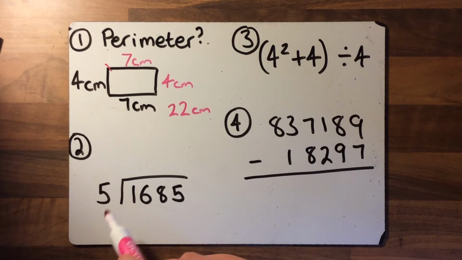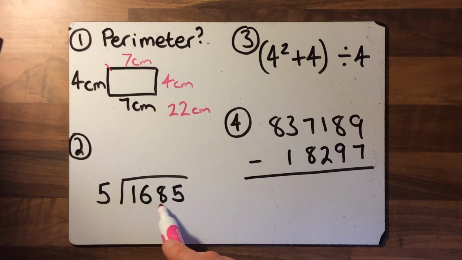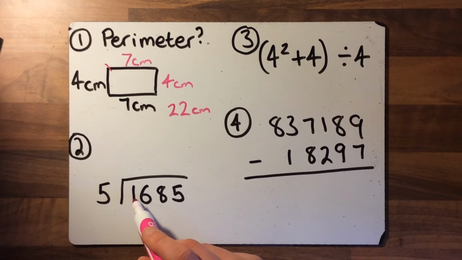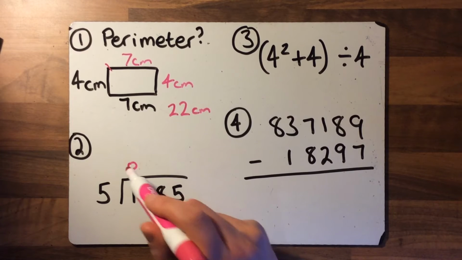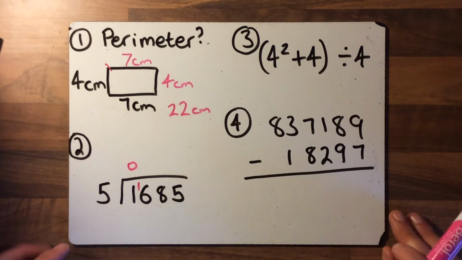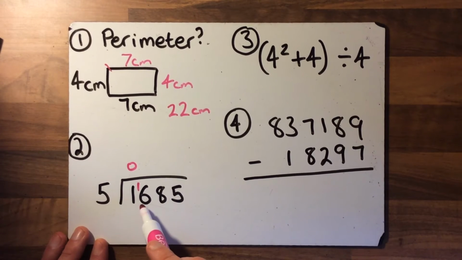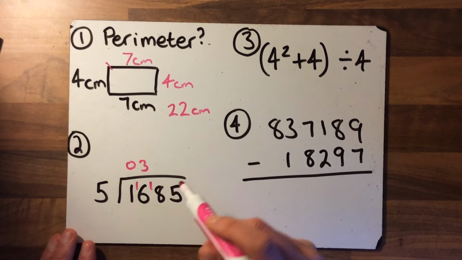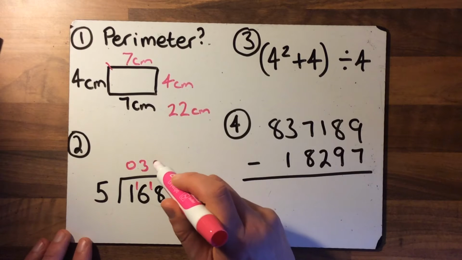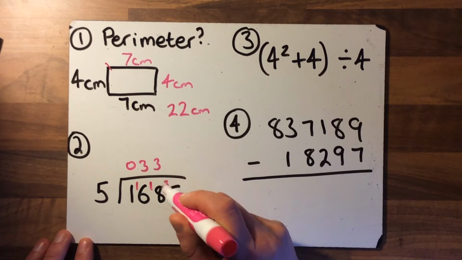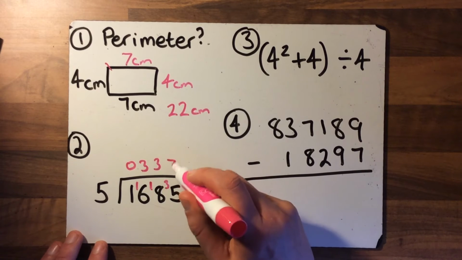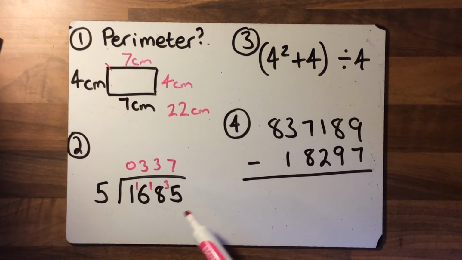Looking at number 2 now. 1685 divided by 5. So how many 5s go into 1? 0. We need to carry that 1 over. How many 5s then go into 16? It's 3 with 1 left. How many 5s go into 18? It's 3 with 3 left. How many 5s go into 35? It's 7, and there's no remainder. So the answer to this is 337.